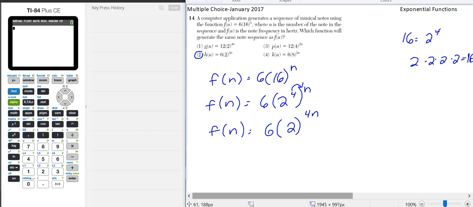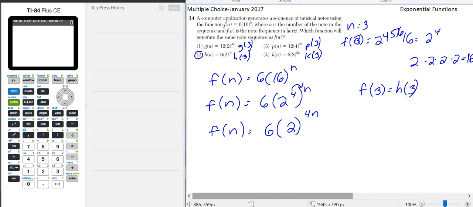Let's say you didn't know how to do that. You could plug in an arbitrary value for n. Let's say you could plug in n is equal to 3 and evaluate what f of n is. If you evaluate it, you'll get that f of 3 is 24,576. And then evaluate g of 3, h of 3, p of 3, and k of 3, and see which one f of 3 is equal to. You'll find that f of 3 is equal to h of 3 and not g of 3, not p of 3 and not k of 3, and the correct answer is choice 2.